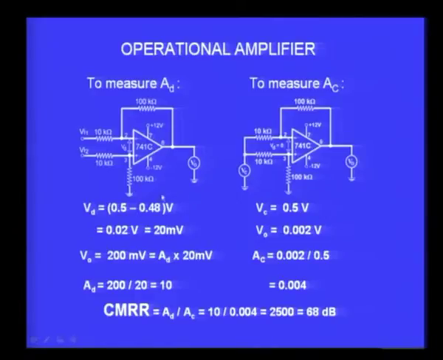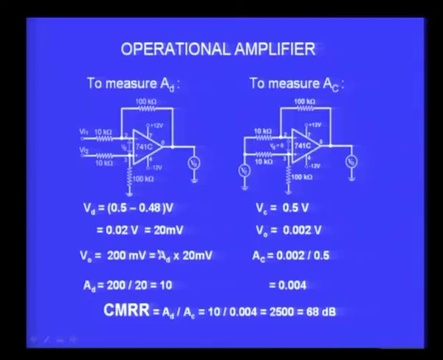Now I will take a typical numerical example, similar to what I will do later in an actual demonstration. I have applied Vi1 to be 0.5 volts and Vi2 is slightly different, 0.48 volts. So what is the differential voltage? 0.5 minus 0.48, that is 0.02 volts, or 20 millivolts. The differential voltage at the input of the differential amplifier is 20 millivolts, and the gain is 10 here, 100k and 10k. Therefore the output voltage, multiplied by 10, will be 200 millivolts. AD into 20 millivolts is 200 millivolts.